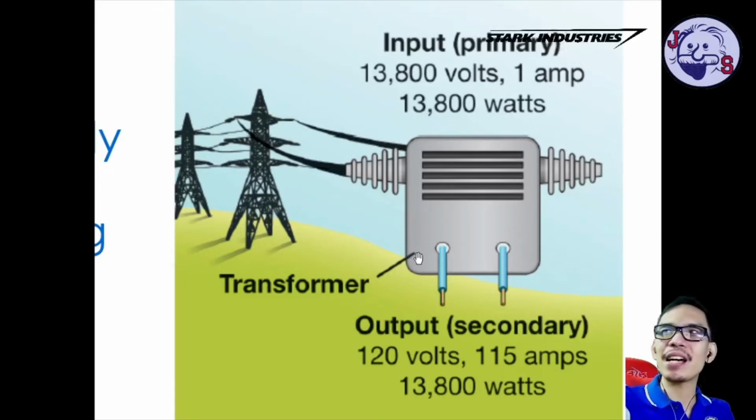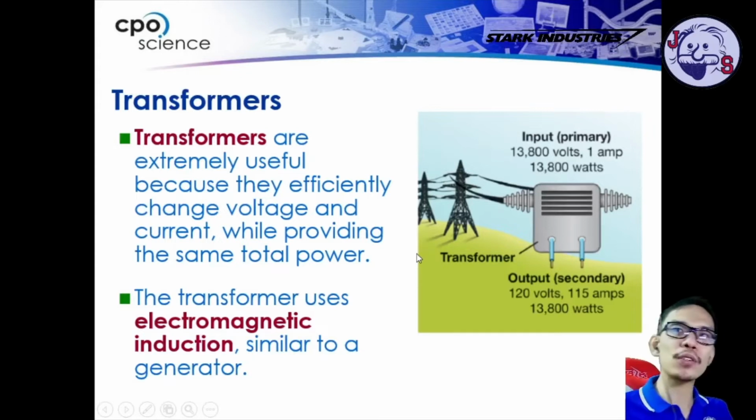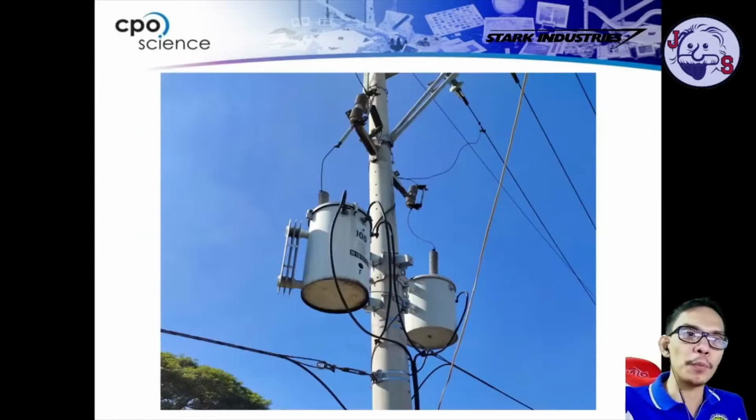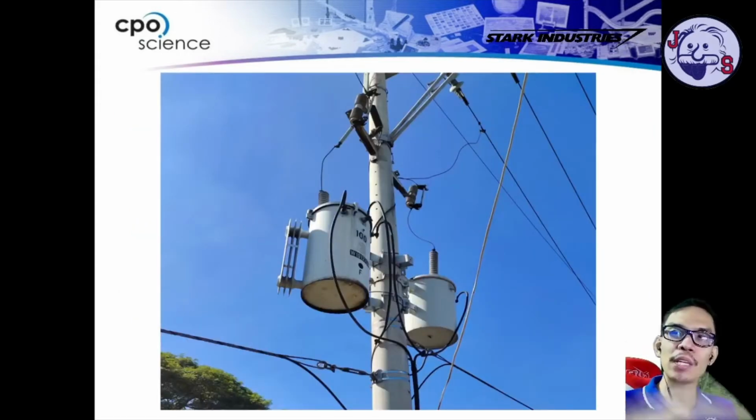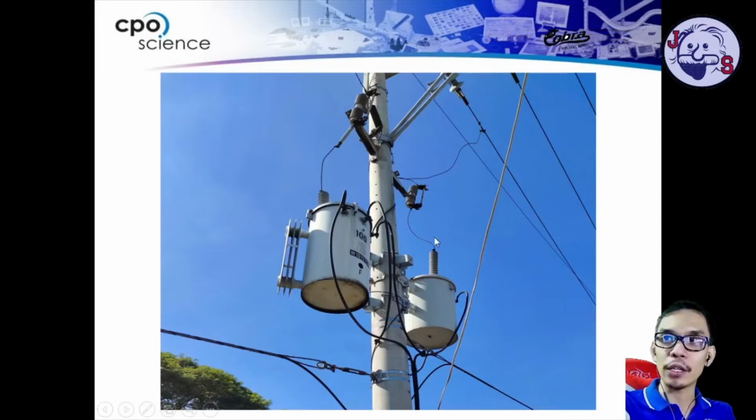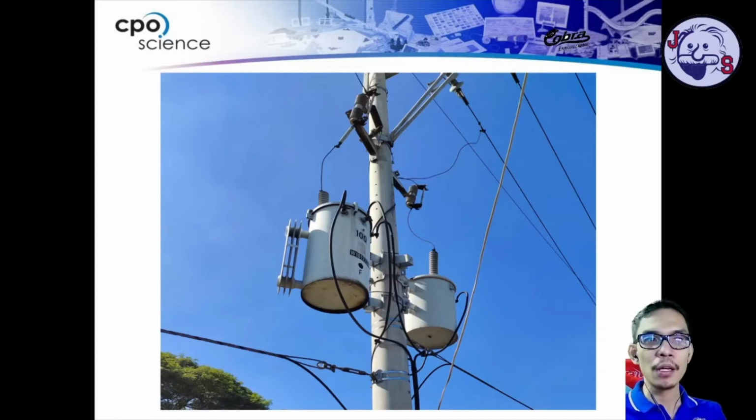So that is the transformer. Again, it uses electromagnetic induction. If you are familiar with transformers found on an electrical post in your area, it looks like this. There are small transformers, there are large transformers as large as this, or even as large as the ones found in a power substation.